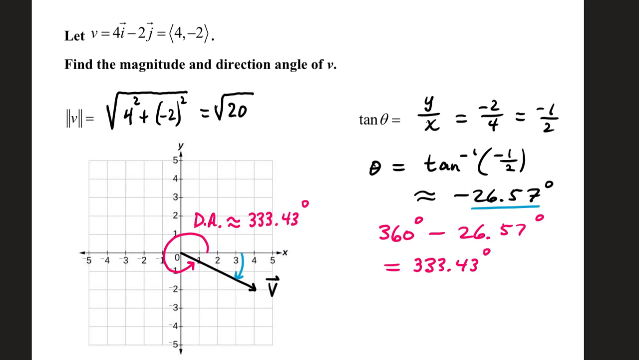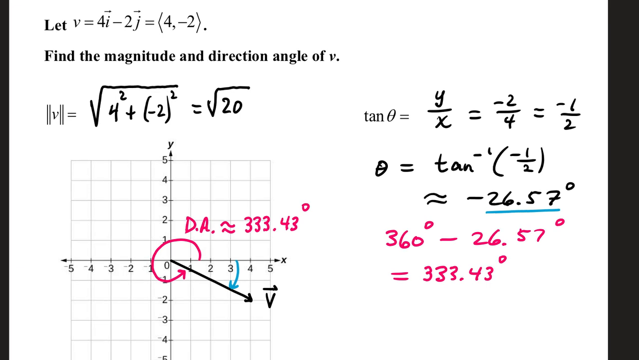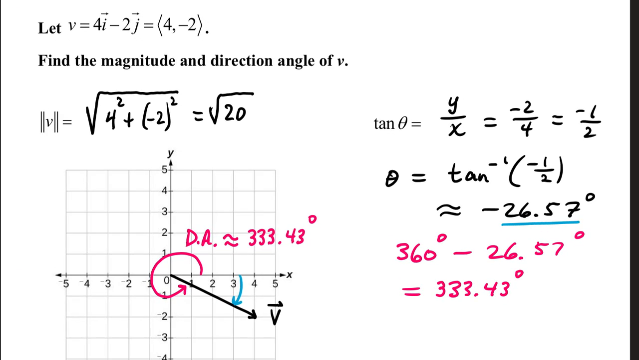And for our final example, this one is sort of a revisit on direction angle. It never hurts to do more than one example. Let vector v be the vector 4i minus 2j. In component form, that's 4, -2. The magnitude is the square root of 4 squared plus -2 squared. That's square root of 20. When you only have one vector, 4, -2, we start at the origin and go out to 4, -2, and that's our vector in component form.